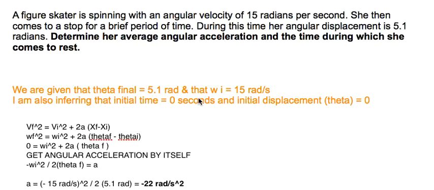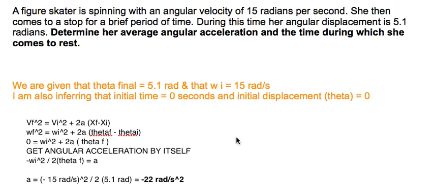So I know that we are given her final displacement, which in this case is called her theta final, and that's 5.1 radians, and that her initial velocity is 15 radians per second. I am also going to infer that the initial time is 0 seconds because I'm trying to find the change in time. So it's going to start from 0, and I'm trying to find the final time, how long it took her to get to rest. And the initial displacement is also 0 because her final displacement is 5.1. So she traveled 5.1 radians, and that's from 0.